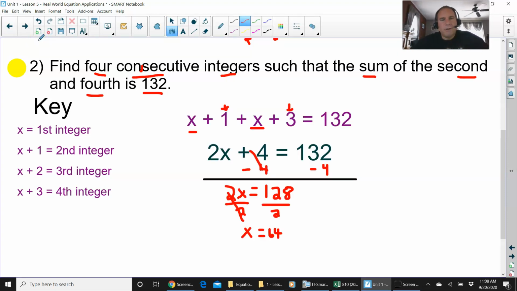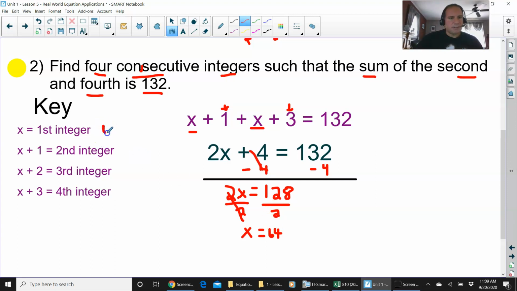Okay, so we had x plus 1 plus x plus 3 equals 132. Instead of putting the whole thing in, it says the sum of the second and the fourth. So the second is x plus 1, the fourth is x plus 3. Right, so we have x plus x, which is 2x, and then 1 plus 3, which is 4. I combined like terms there, and it equals 132. Subtract 4 on both sides, just like this, and you get 128. Over here, the equal sign comes down, the 2x comes down, you divide by 2 on both sides, and 128 divided by 2, I used my calculator, equals 64.